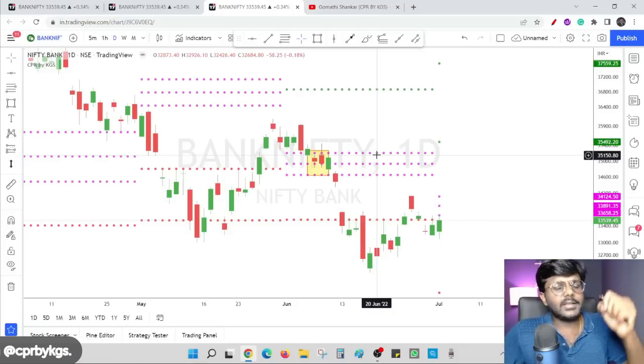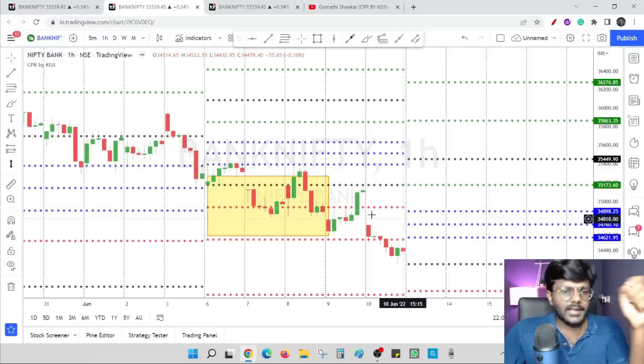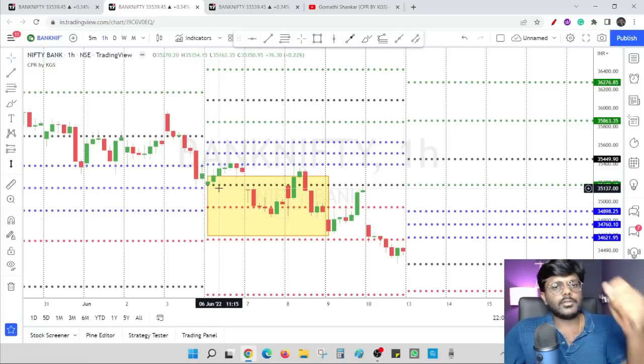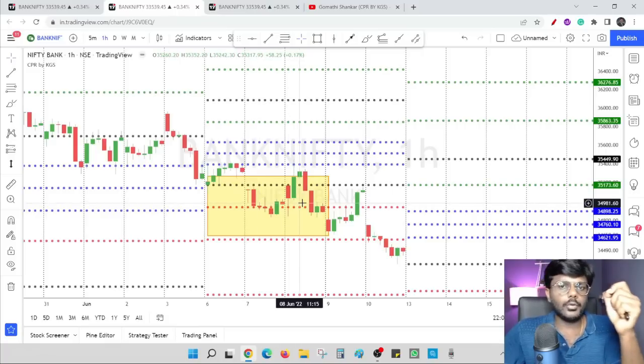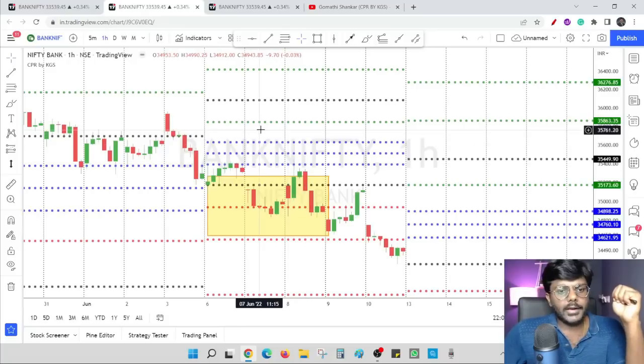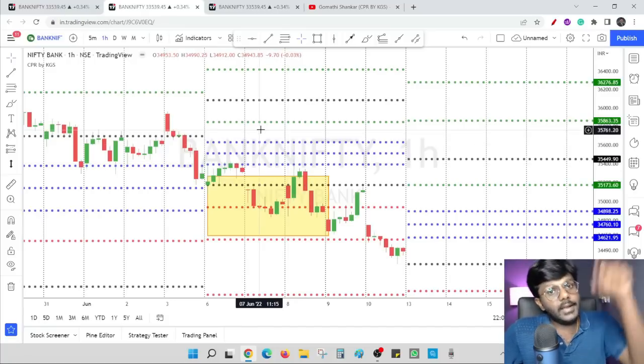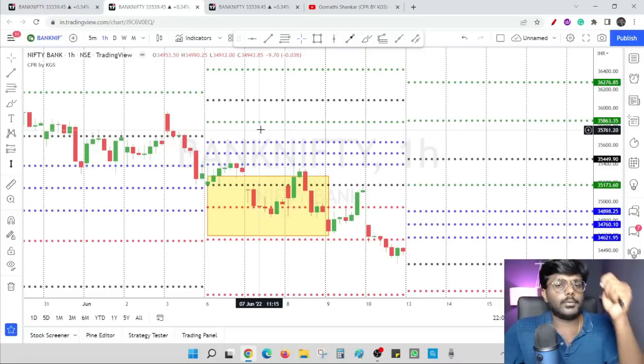We can decide the direction only with the help of weekly CPR. And in weekly CPR, we can clearly witness on 6, 7 and 8 of June, the prices were below weekly CPR. So when the prices are below weekly CPR, it clearly denotes that the market is becoming weaker. Alright. So what I will do, if the prices are below daily CPR, I will go for a short position.